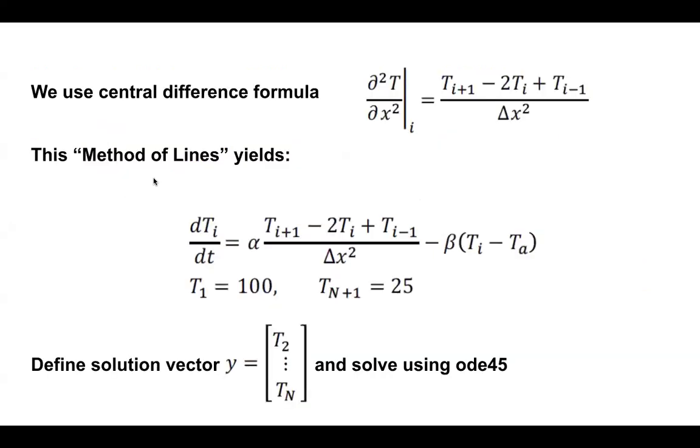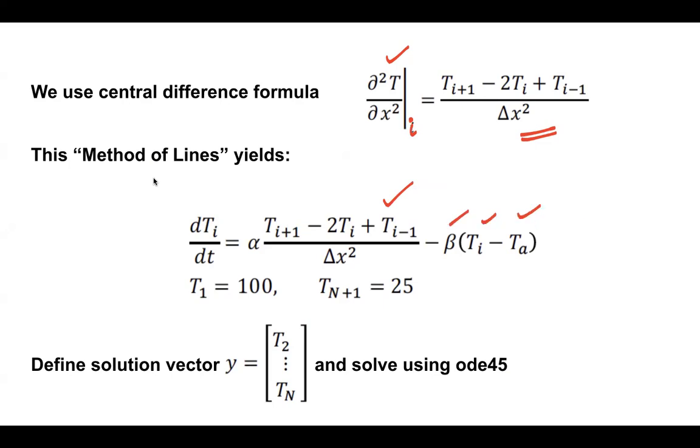So here if you have your double derivative term, this is the central differencing formula for the double derivative. T double derivative at a grid point i is equal to T(i+1) minus 2Ti plus T(i-1), divided by delta x square. Okay, this is your central differencing term. So let's put this back into the equation. So at the ith point, dTi by dt is equal to alpha times the central differencing formula, minus beta times (Ti minus Ta).